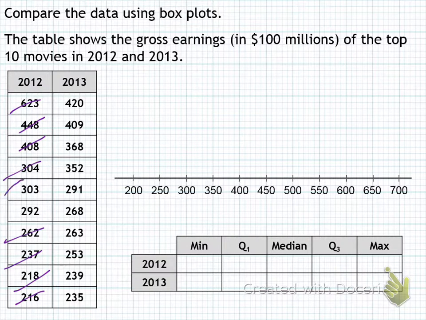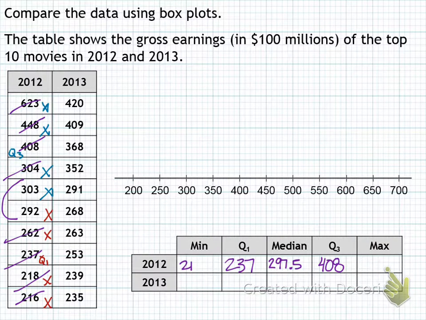Okay, so I can cancel these out. I see that the median is going to be between, I have two middle entries, right, 303 and 292. So when I take the average there, I have 297.5. Canceling these out, I get Q3 is 408, because it's the upper one, right? And then Q1 is 237. The min is 216 and the max is 623.